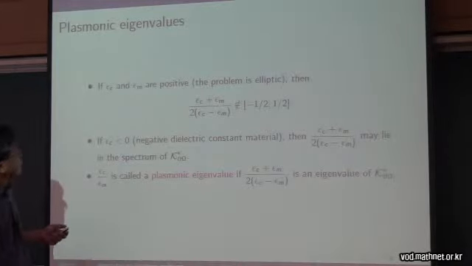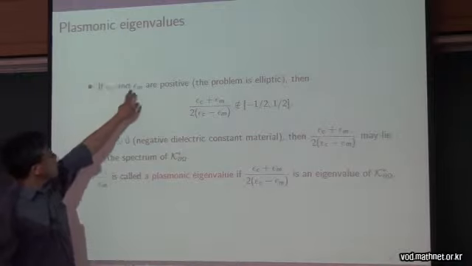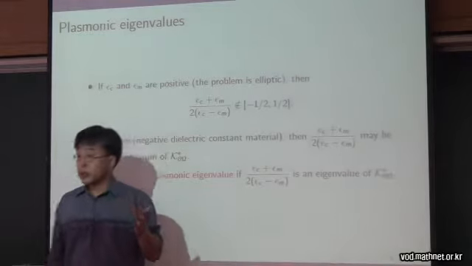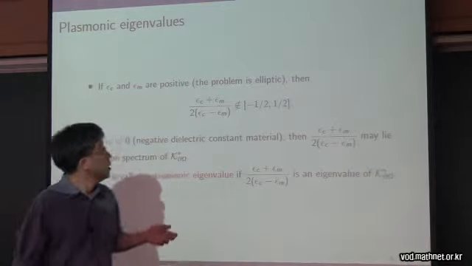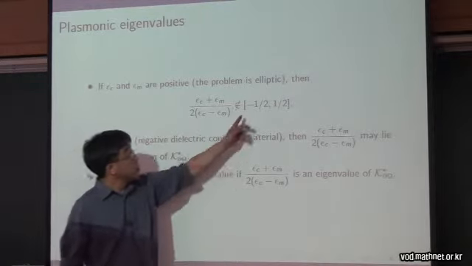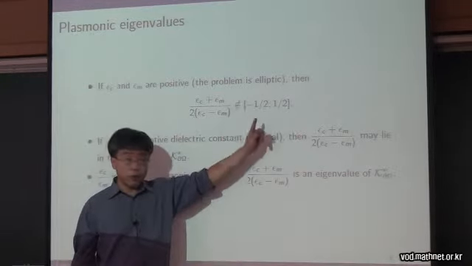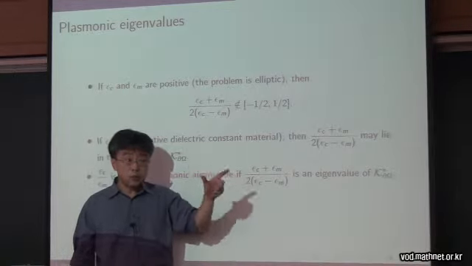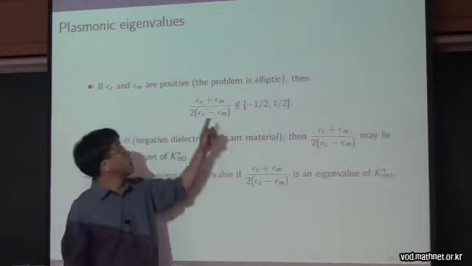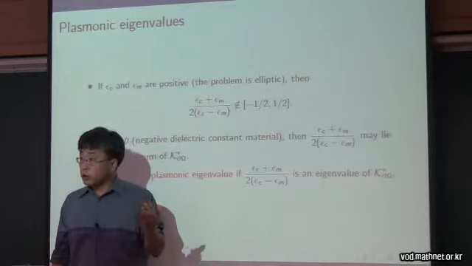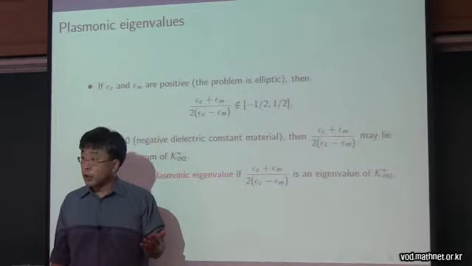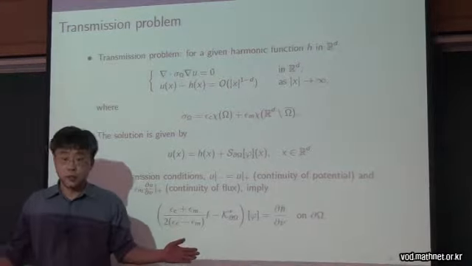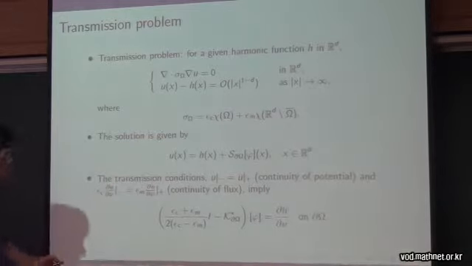What is this number? Suppose epsilon c and epsilon m are both positive, which means that this equation is elliptic. Then this number is outside of minus 1/2, 1/2. I told you that the spectrum lies in between minus 1/2 and 1/2. So this number is outside of the spectrum of the Neumann-Poincaré operator, which means that this equation can be solved. So it is elliptic, and it should be solved.